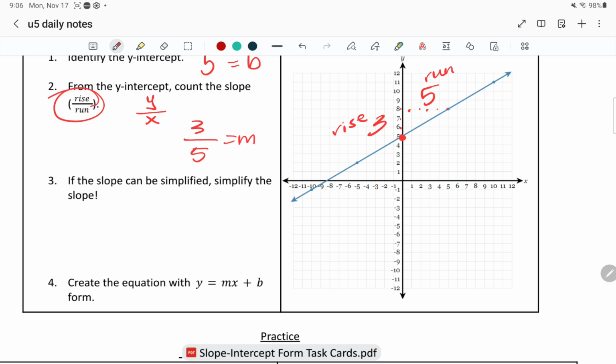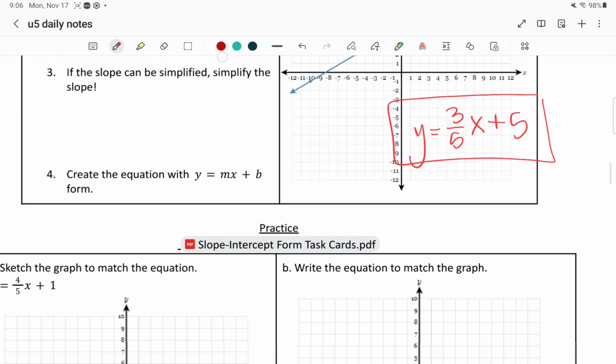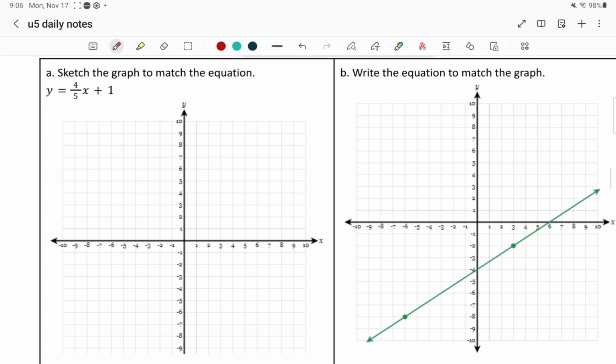But then after that, we're just going to write the equation. So y equals, we said the slope was 3/5. Oop, not m. x plus 5. And that's what I'd put in Delta Math. Okay, let's try a couple more. I know yours doesn't have the equation, so write it down so you know what you did.